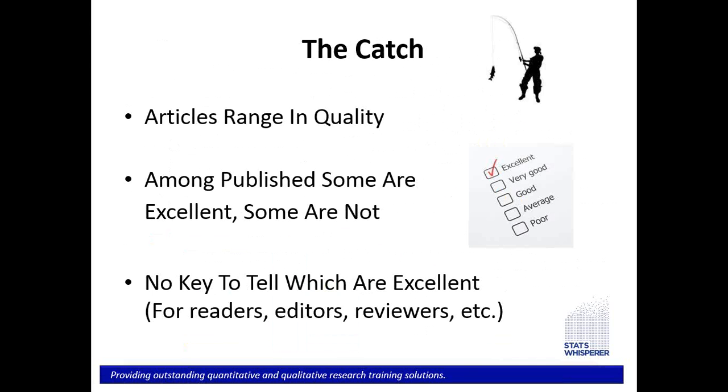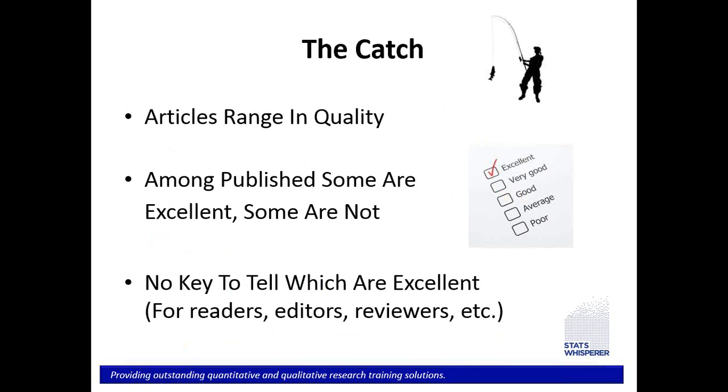Now there's a catch, right? The articles range in quality. As I mentioned, you can see my earlier work and compare it to my later work, and even among the author, him or herself, the article will range in quality based on experience. Also, the articles range in quality between the authors themselves. Some are excellent, some are very good, some are good, average, poor. So there's a wide range of quality to these peer-reviewed articles.